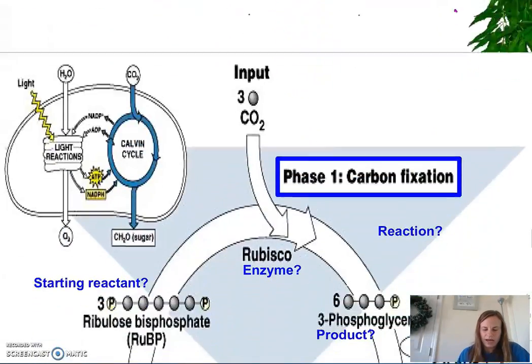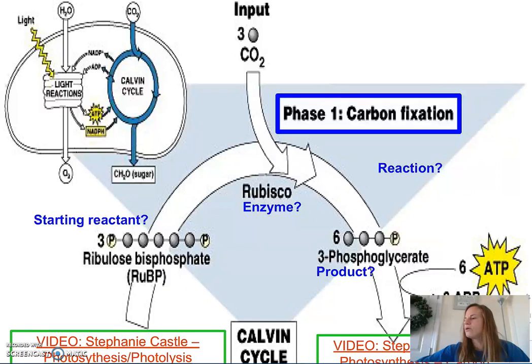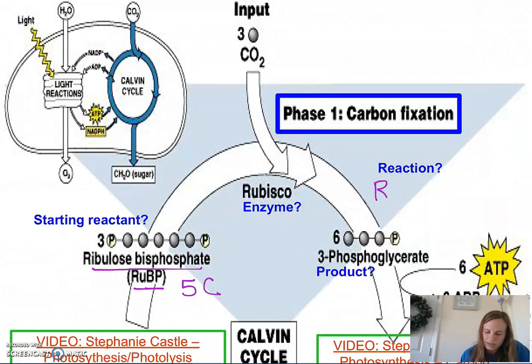So let's fill out our note packet. In our note packet, it says, what is the starting reactant? Well, the starting reactant is ribulose bisphosphate, which is a 5-carbon molecule. What is the reaction that's going to occur? Well, the reaction is that my ribulose bisphosphate is going to combine with carbon dioxide.